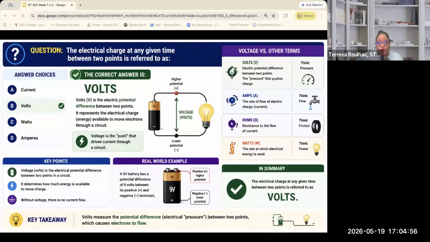Okay, real world example, we have that 9V battery. It has potential difference. You always notice there's a positive and a negative. Okay, you have your terminals. So if you want to take a screenshot, you can use this as a resource as you are studying and preparing for your cumulative exam. And I didn't do that for the last one, so I will reverse in a second and give you that too.